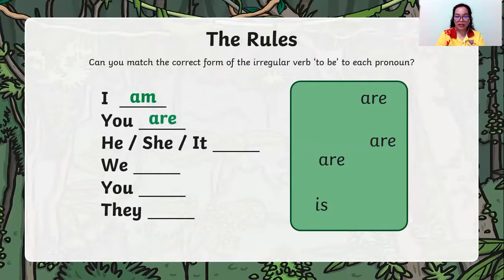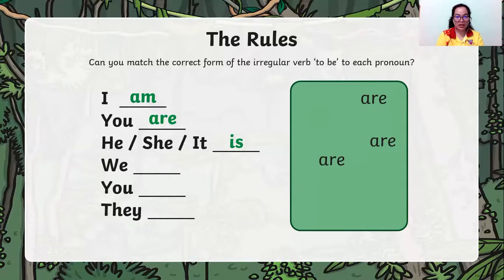Next, you are. Why? You can be many. So are is used for plural pronouns. Again, plural or many. We use are if we are talking to many. Next, he, she, and it. They are singular. Therefore, we are going to use is. So is is used for singular pronouns.